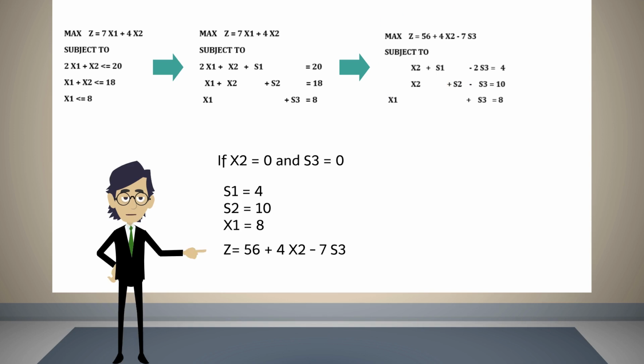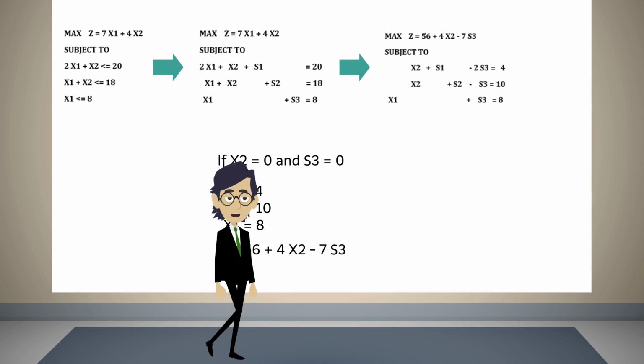On the other hand, we can deduce that the value of z will increase if the value of x2 increases, and z will decrease if s3 increases. Since we are maximizing z, we are interested in increasing its value. And therefore, we will try to increase the value of x2.